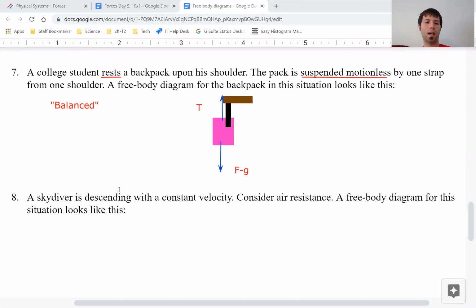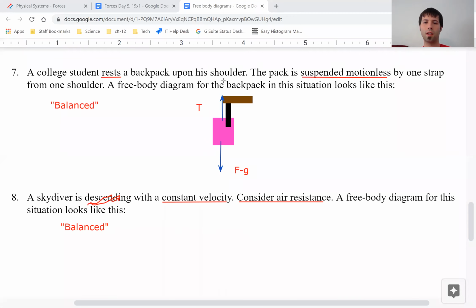Okay, next one here. A skydiver is descending with a constant velocity. Consider air resistance. So underline some words here. A skydiver is descending with a constant velocity. I'm not going to underline this word because we don't really care which direction he's going in when I draw a force diagram. He's descending with a constant velocity. Consider air resistance. A free body diagram for the situation should look like this. If I didn't have air resistance, I really couldn't do this problem because we know that there's constant velocity. So we know that this should also be balanced.